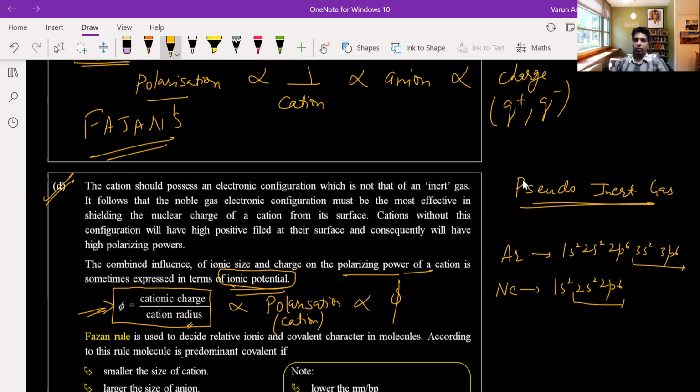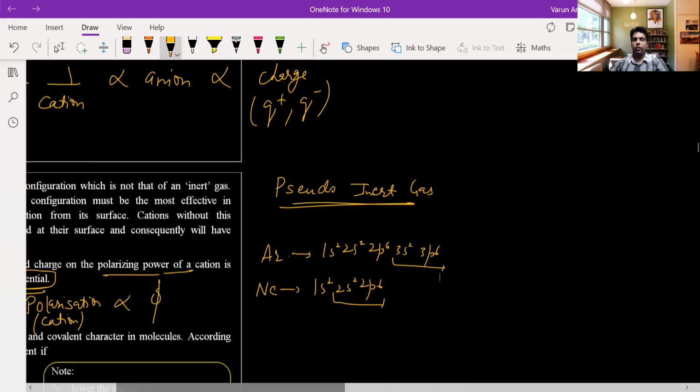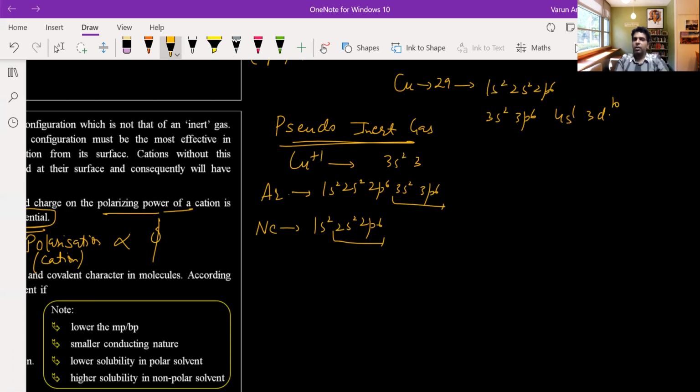Now what is pseudo inert gas configuration? Suppose I talk about copper, atomic number 29. You must have studied that copper has an exceptional electronic configuration: 1s2, 2s2, 2p6, 3s2, 3p6, then 4s1 and 3d10. This is the electronic configuration of copper, that is 29. Now if we talk about copper plus 1, it will be 3s2, 3p6. The outermost electron will be removed from the 4s, and it will become 4s0 and 3d10.